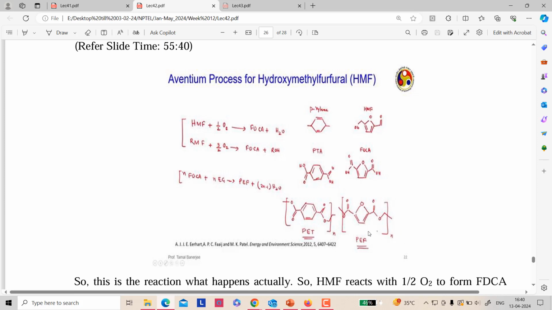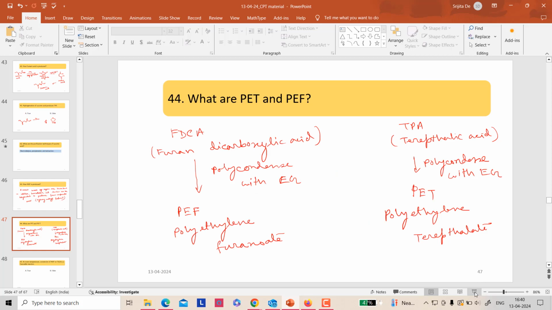This is the structure of the PEF, polyethylene furanoate. Similarly, p-xylene is the basic chemical. It gets oxidized and produces TPA, that is terephthalic acid, and it is polycondensed with the ethylene glycol and produces polyethylene terephthalate, that is PET. Okay, so these are the two polymers coming from two different chemicals which have almost the same chemical structures, right? So this is the difference.